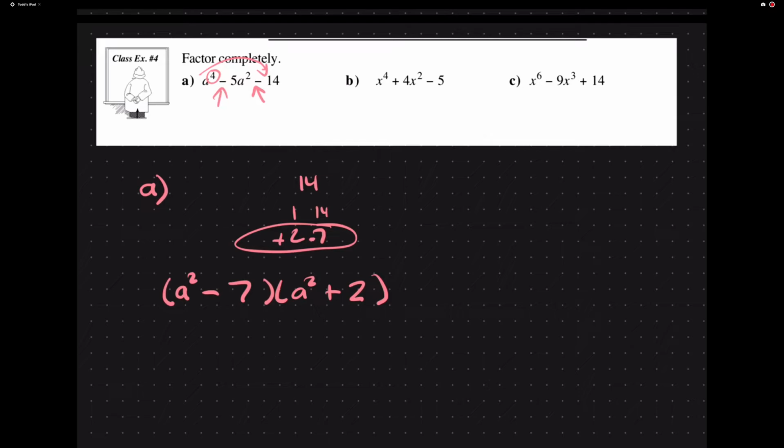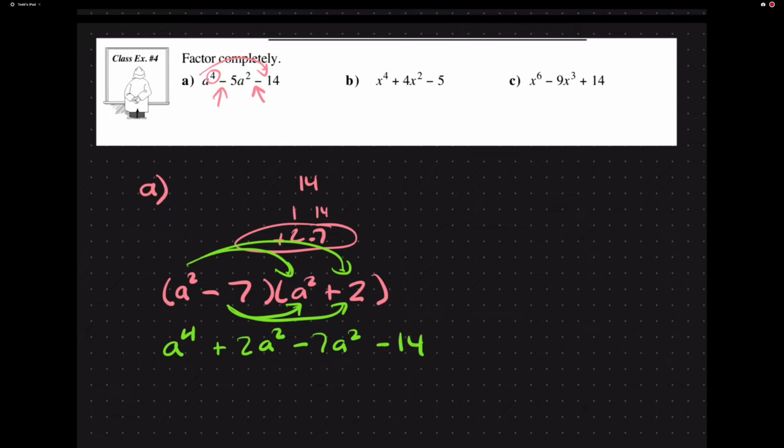And as we've got this new structure right here, we will expand this. So a squared times a squared is a to the power of 4. A squared times 2 is positive 2a squared. Negative 7 times a squared is negative 7a squared, and negative 7 times 2, a positive 2, is a negative 14.